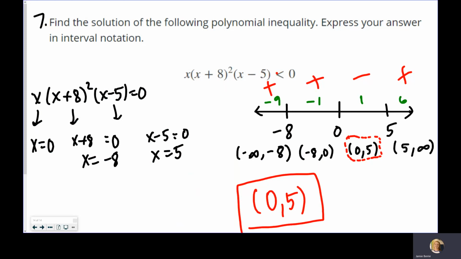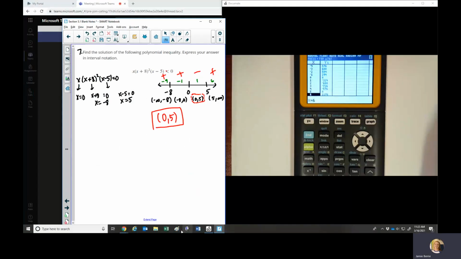All right. I really like these polynomial inequality problems. I think they're kind of like a little puzzle. So make sure you get plenty of practice with these. You will see one of these on the test. And if you have any questions over section 5.1, please let me know. Otherwise, I'll see you guys soon.